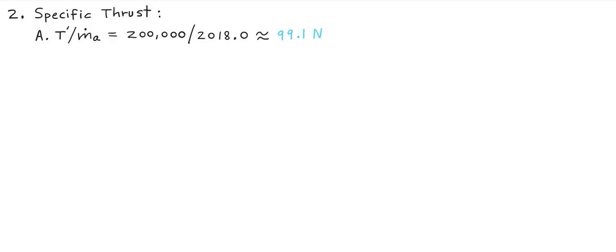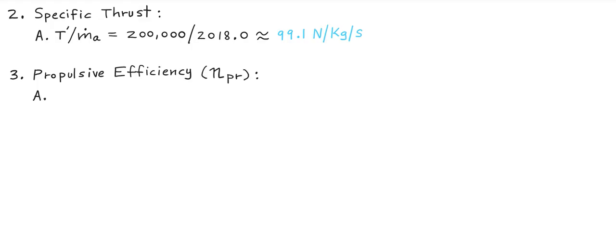And that is the specific thrust. So we could divide the absolute temperature prime divided into the m dot sub a, and that just yields the ratio of 200,000 over 2018.0. So that's approximately 99.1 newtons per kilogram per second. And so the third inquiry is the propulsive efficiency.